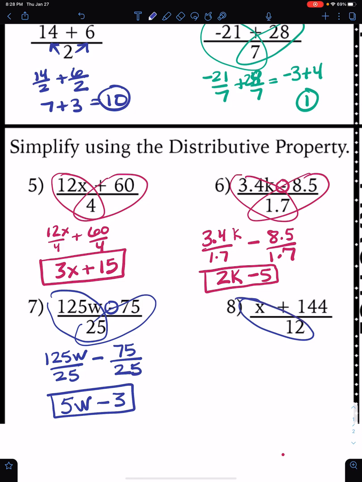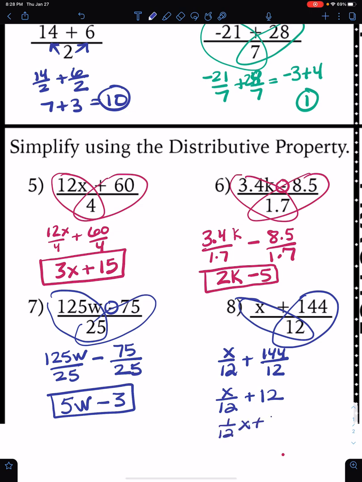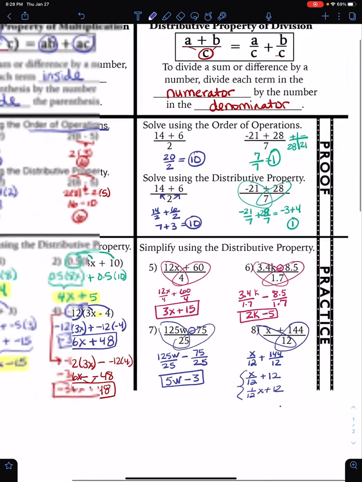Lastly, I have x divided by 12 and 144 divided by 12. Now, there's not a coefficient or a number in front of the variable here, so we can just leave this as x over 12. 144 divided by 12 is 12. Or I could do 1/12 times x plus 12. Either one of these would be considered correct, because if you divide something by 12, that's the same as saying 1/12 of that number. All right, so that is the notes for distributive property.